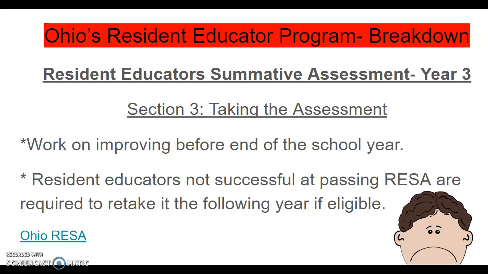If your score reports are low and need to be improved, you only have the current school year to improve your scores. If you're unable to pass RESA due to your assessments being lower than expected, then you are required to take it again the next school year.